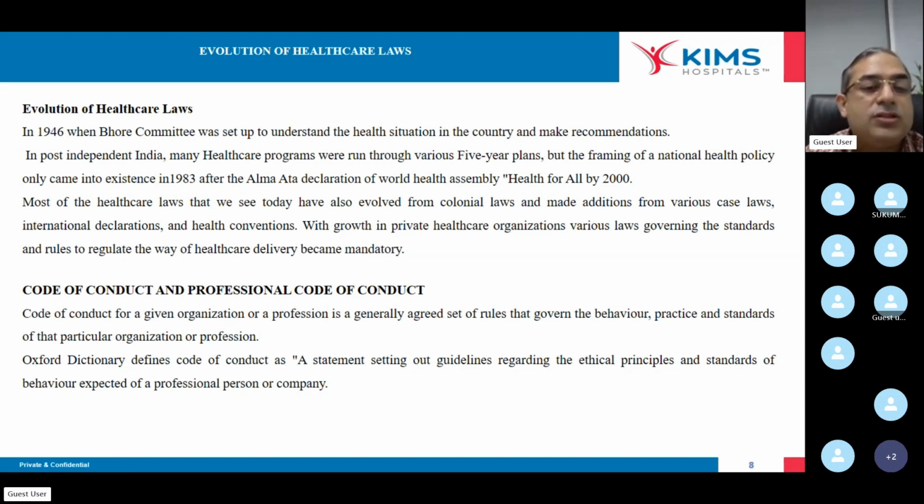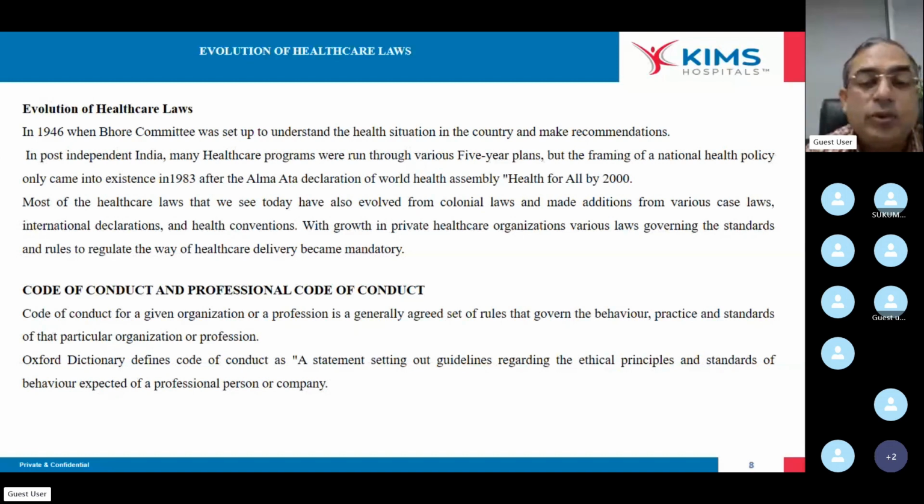Well, most of the healthcare laws that we see today have also evolved from colonial laws and made additions from various case laws, international declarations, and health conventions. With growth in private healthcare organizations, various laws governing the standards and rules to regulate the way of healthcare delivery became mandatory. Again, emergence of competitive business environment.